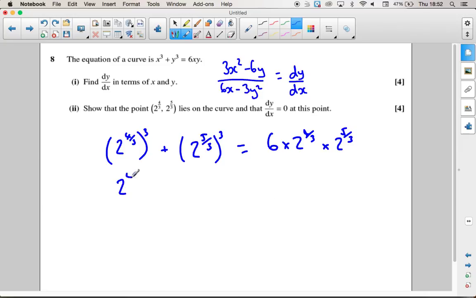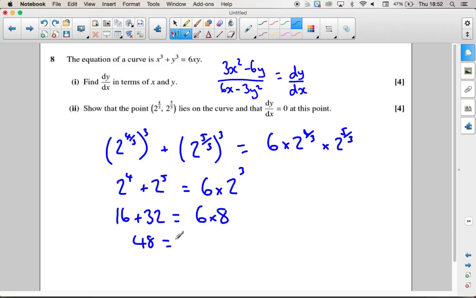I'm going to do a bit more working out to show that the answer is definitely equal both left and right. Over here I can use my index laws. If we've got the same base here with these 2's and they're being times, we're going to add these powers up. So that's going to be 2 to the power of 9/3, which is 2 cubed. So 2 to the power of 4 is 16. So we've got 16 plus 32 here. And here we've got 6 times 8. And that's obviously 48 on both sides. So that's correct. So that's the first little bit done.